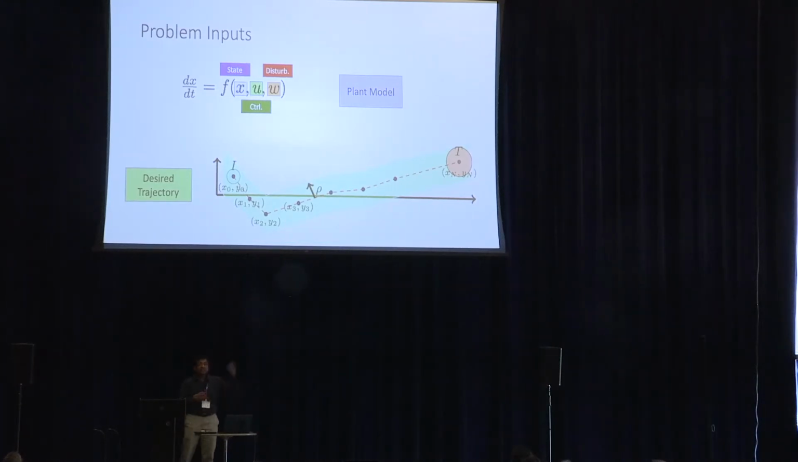And we have an initial set of states I, which is shown in green, and then a target set T. So the goal is to go from the green circle all the way to the red circle while staying inside the green tube.